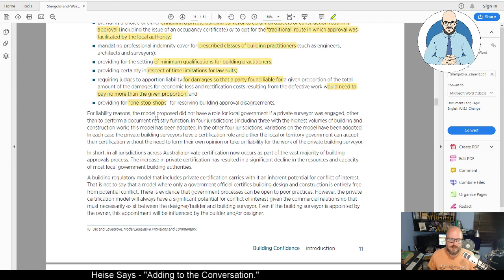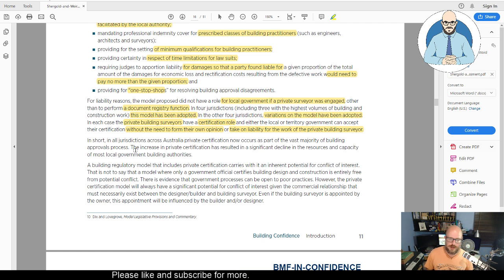For liability reasons, the model proposed did not have a role for local government if the private surveyor was engaged, other than to perform a document registry function. In 4 jurisdictions, including 3 with the highest volume of building and construction work, this model has been adopted. In the other 4 jurisdictions, variations on this model have been adopted. In each case, the private building surveyors have a certification role, and either the local or territory government can accept their certification without the need to form their own opinion or take on any liability for the work of the private building surveyor. In short, in all jurisdictions across Australia, private certification now occurs as part of the vast majority of building approval processes.